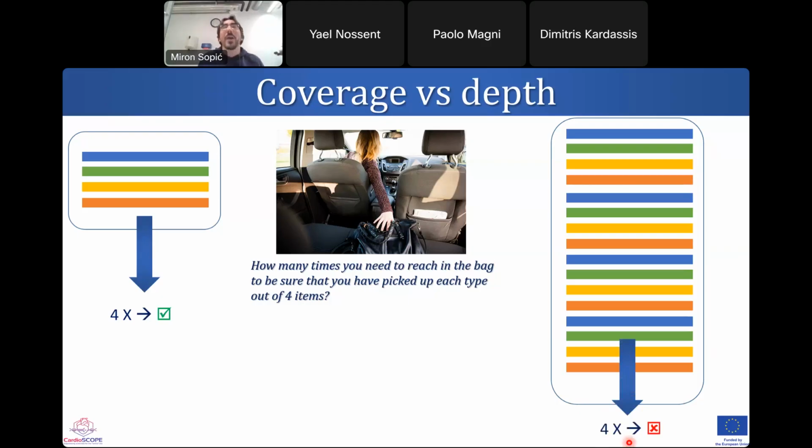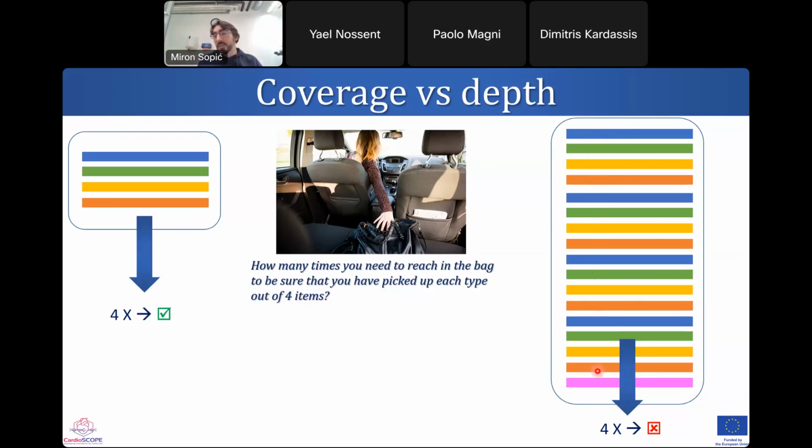So you can ask me how many times you need to go. I'm not a mathematician. I always try to run away from mathematics, so I cannot tell you the correct answer, but I know that it's certainly not 4. Anyway, imagine now that this is your cell. These are the transcripts, but you are really interested in this purple or pink transcript that is relatively lowly expressed. So how many times do you need to reach in the bag to pick up the purple or the pink candy? For sure, a lot more than to pick any of these, right?